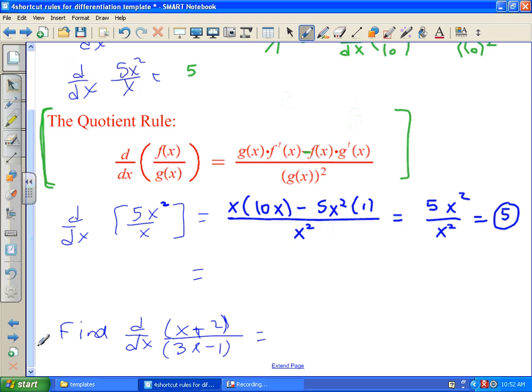On this one, x plus 2 over 3x minus 1. I'm going to write it again. Find the derivative of x plus 2 over 3x minus 1.